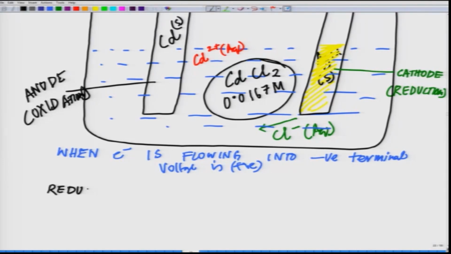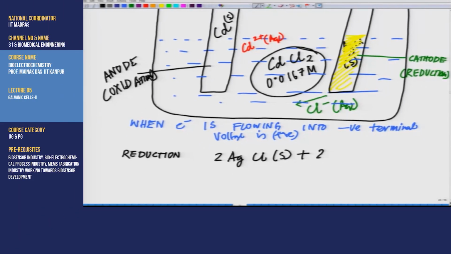So there are two reactions which are happening, and mind it, there is no semi permeable membrane here. So there is a reduction reaction where 2 AgCl, which is your solid, and you have to mention always which is solid, which is aqueous, plus 2 electrons which are traveling from cadmium after cadmium getting oxidized, making it 2 Ag, which is solid, plus 2 Cl minus, which is aqueous.